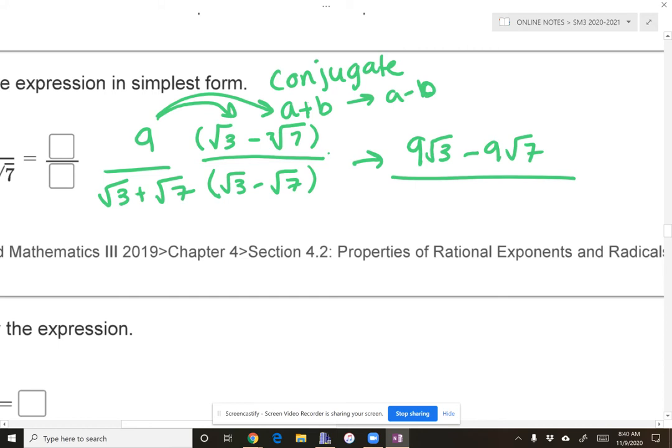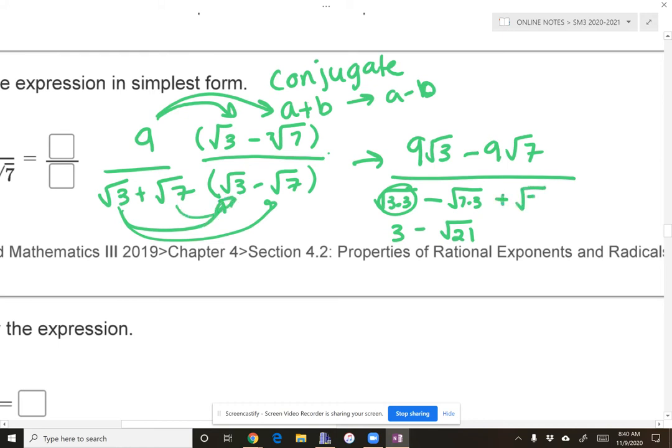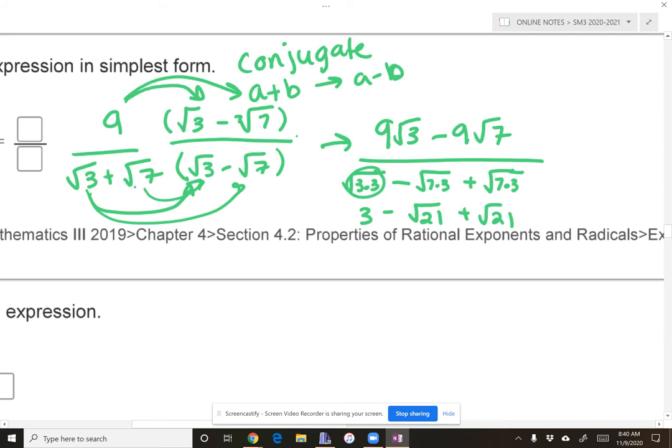So we have root 3 times root 3. Well, that's root 3 times 3, which ends up being just 3. Okay with that? Because there's 2 3s on the inside. Then we have minus square root of 7 times 3, which is square root of 21. Then we have positive root 7 times positive root 3. So I have plus 7 times 3, and I get plus square root of 21. And then the last one, I have positive root 7 times negative root 7. I get minus square root of 7 times 7, or minus 7.